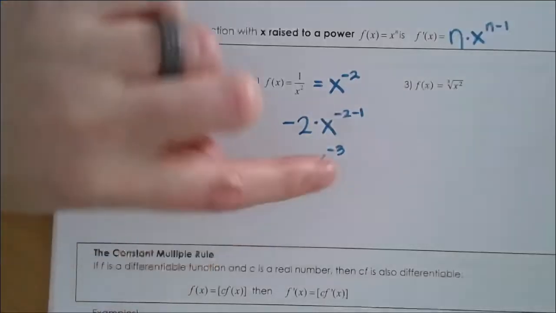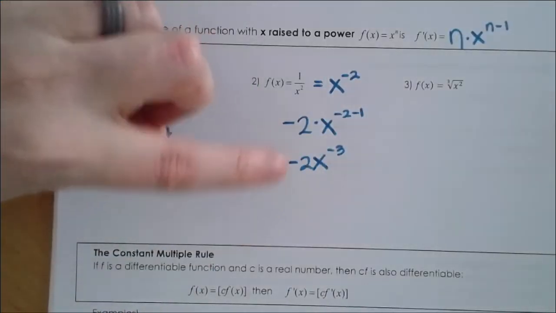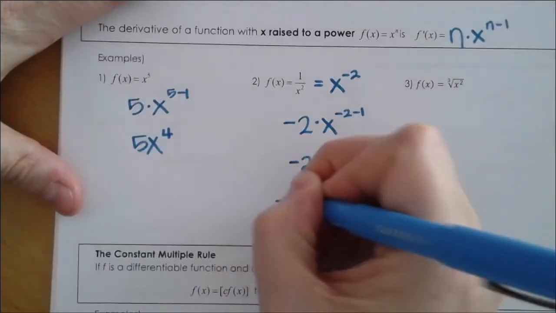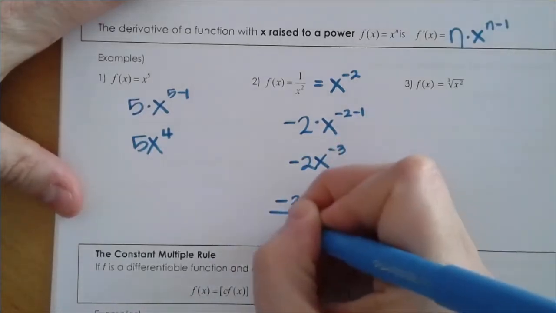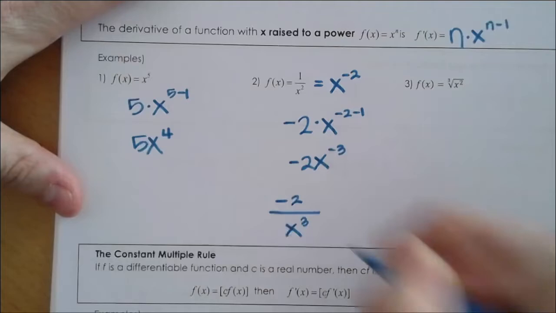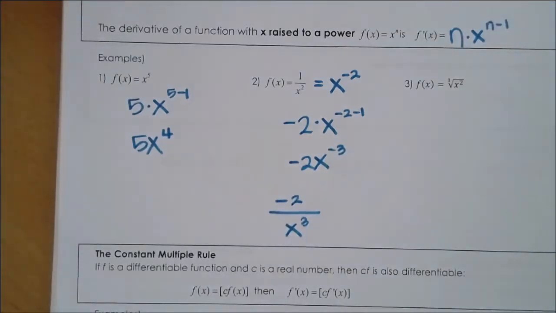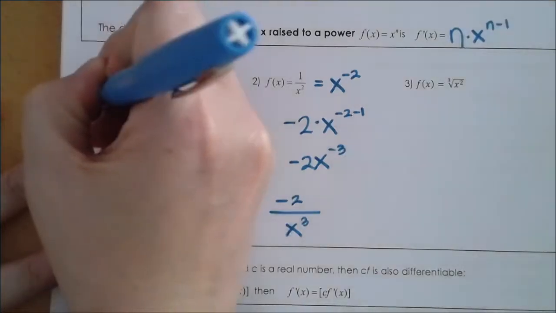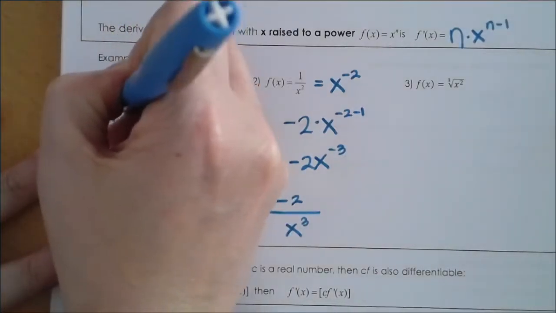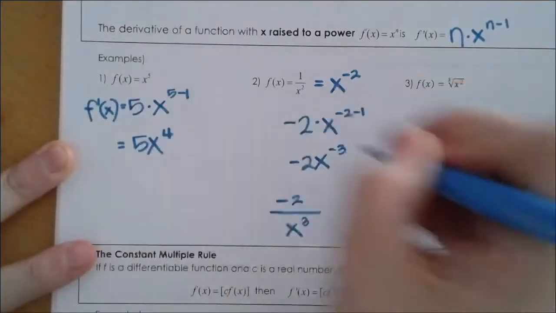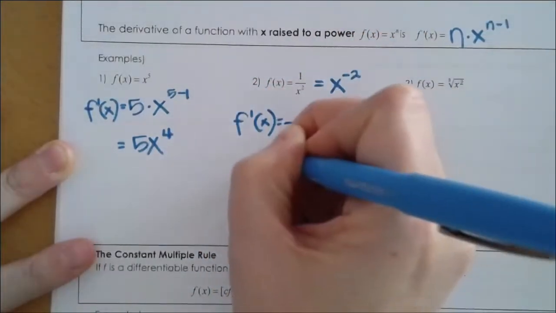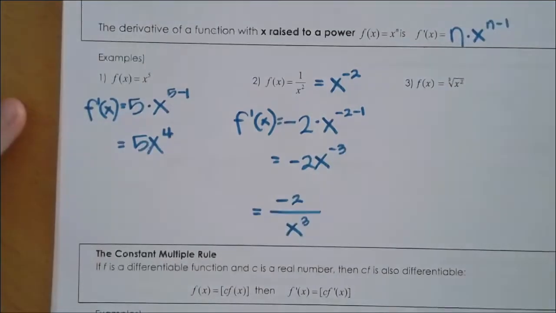Now I don't really want my final answers to be negative exponents, so I would want to write my final answer as negative 2 over x to the power of 3 like this. So let's actually write this in derivative notation here and in derivative notation here. So we know that that's what we were doing, not just doing random math here.